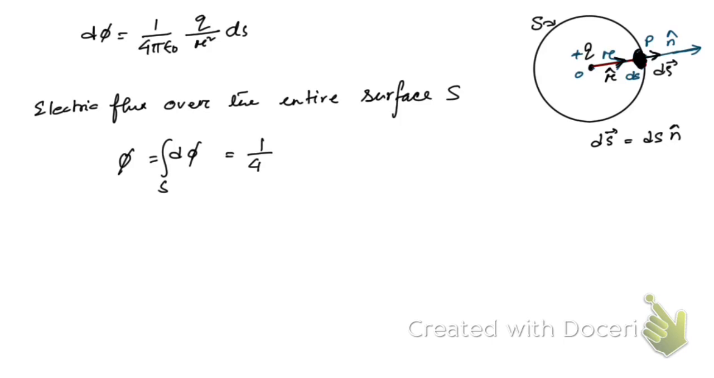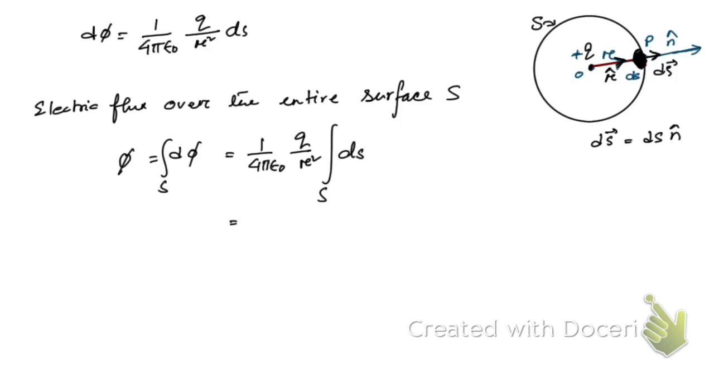Here you see 1 by 4 pi epsilon naught is constant, q is also constant, and r is also constant, so q by r square is constant. So we're going to have the surface integration of ds. If you integrate this very small area element ds over the surface, you're going to get the total surface area, right?